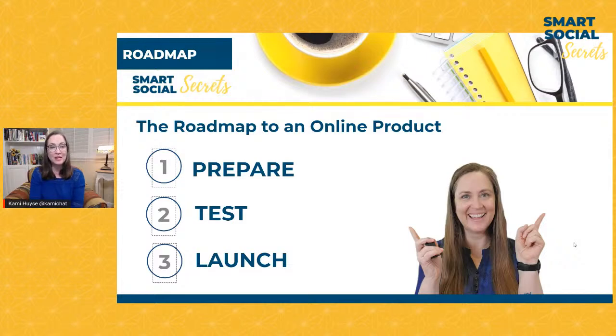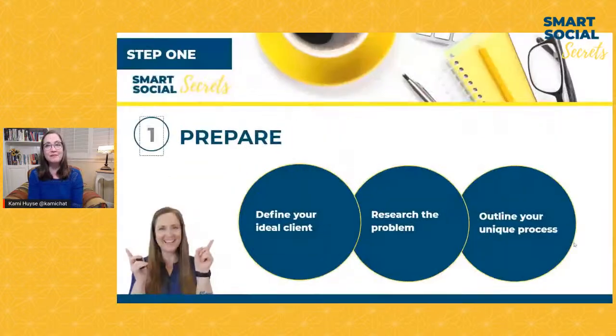So number 1 was really about preparing. So let me talk about that first. Inside of prepare, there were 3 steps that we went through. First one was to really define our ideal client. I did not spend a whole lot of time on this because I launched it quickly. So I launched it to my existing list.